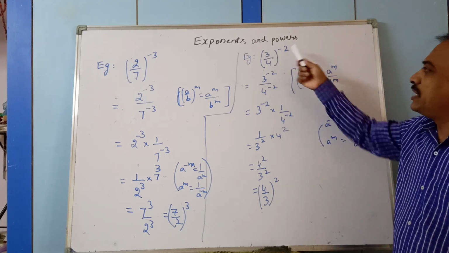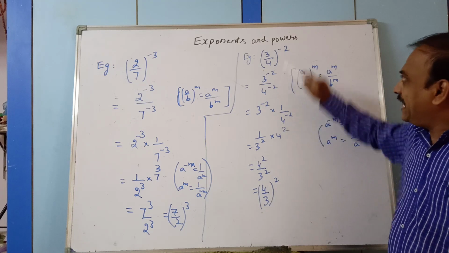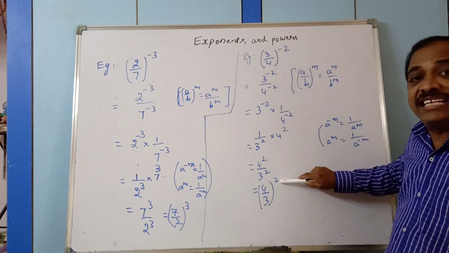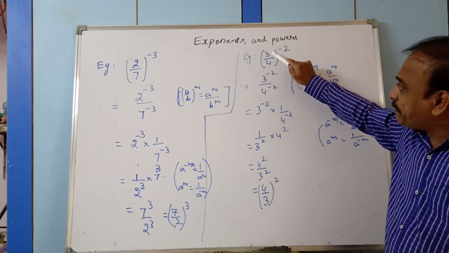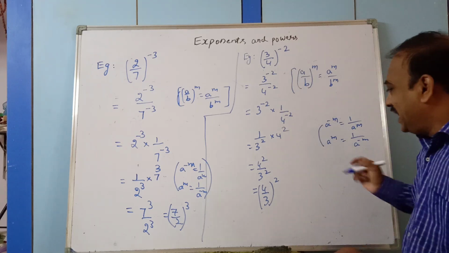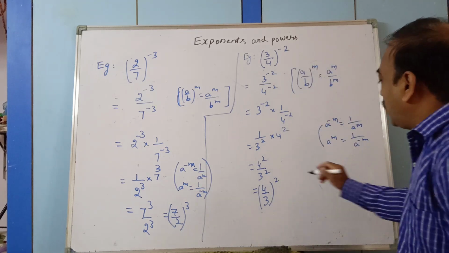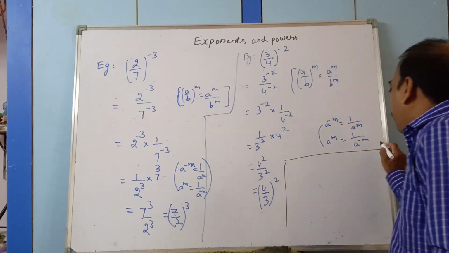3 by 4 whole to the power minus 2 becomes 4 by 3. The power is minus 2 but we are writing it as 2. So taking the reciprocal, what is the reciprocal of 3 by 4? 4 by 3.